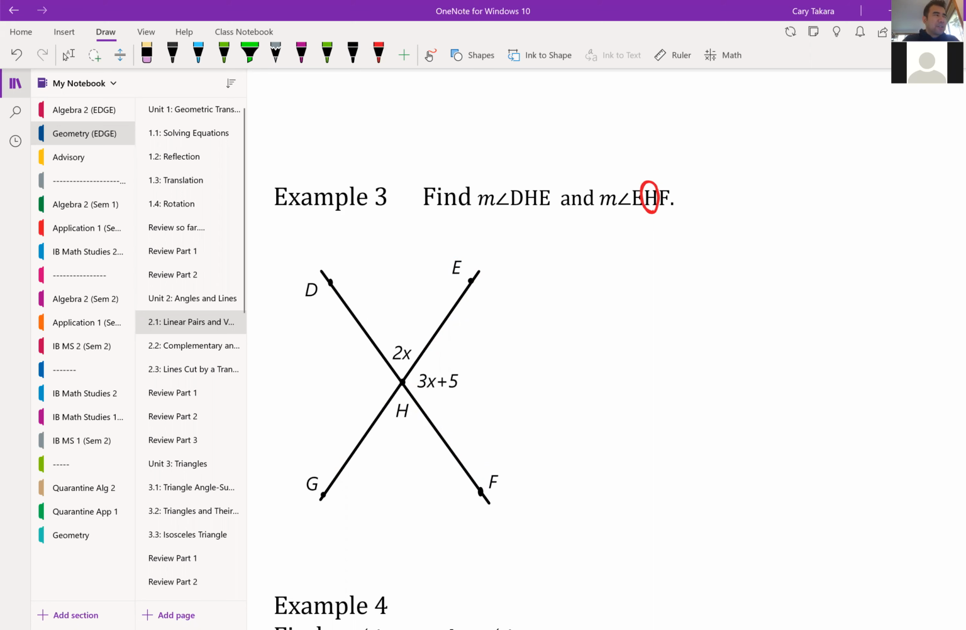So in order to figure this out, first we need to solve for X, okay? So how do we do that? We need to set up an equation.